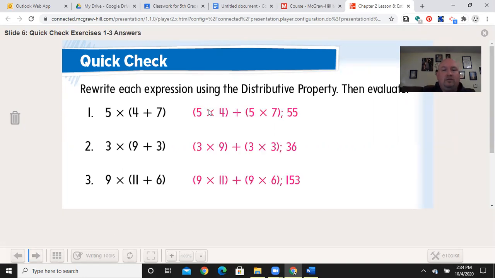5 times 4 plus 7. 5 times 4 is 20, plus 5 times 7 is 35. So we get a product of 55. 3 times 9 and then 3 times 3. That's 27 plus 9 is 36. 9 times 11, 9 times 6. That's 99 and 54. So 153.